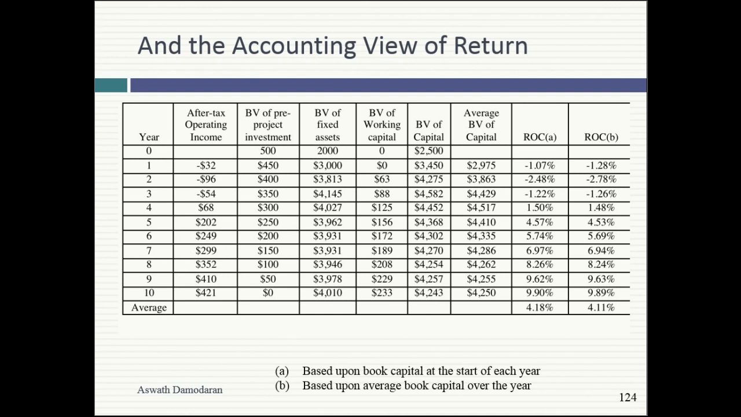Of course, that number is negative upfront because I'm losing money. But across the 10 years, this project looks like it's going to make about 4.1 to 4.2% as a return. So remember, you're the decision maker. Now I've converted the dollar operating income into a return on capital.